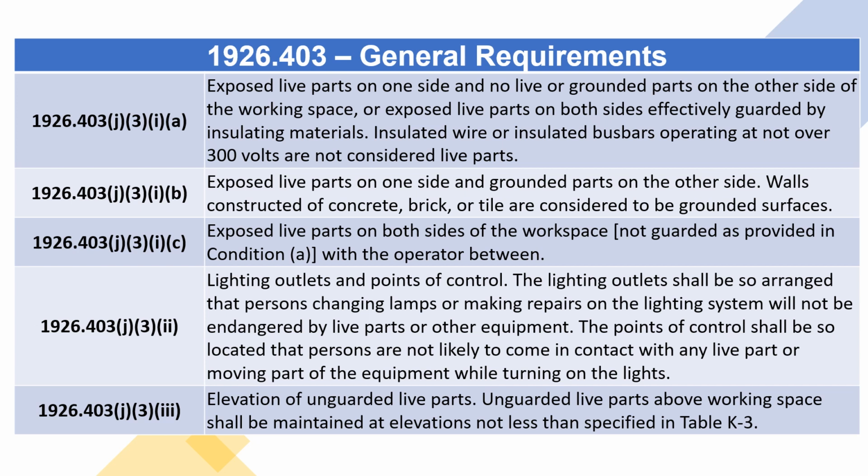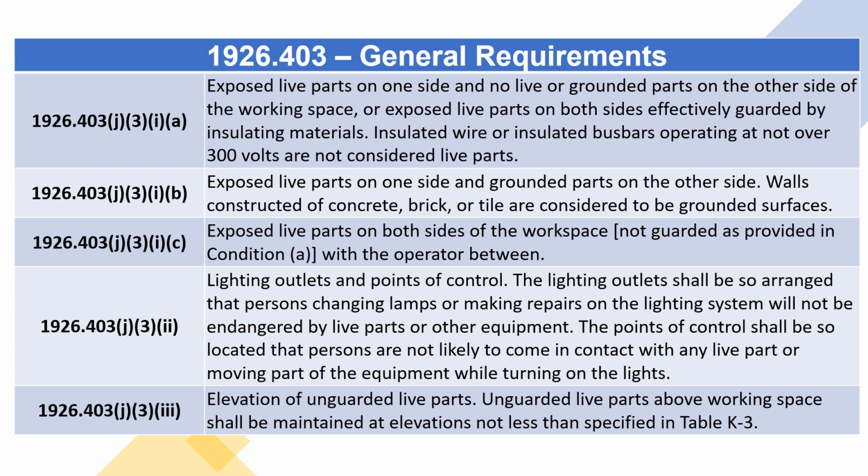1926.403 J3I Exposed live parts on one side and no live or grounded parts on the other side of the working space, or exposed live parts on both sides effectively guarded by insulating materials. Insulated wire or insulated bus bars operating at not over 300 volts are not considered live parts. 1926.403 J3I Exposed live parts on one side and grounded parts on the other side. Walls constructed of concrete, brick, or tile are considered to be grounded surfaces.